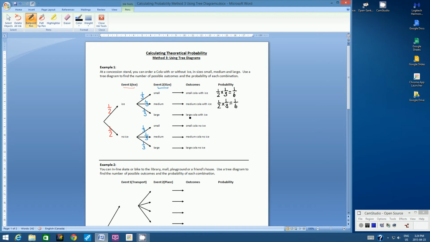Okay, let's look at the next outcome, large cola with ice. So again, we're on the ice main branch here, main stem, so that fraction is 1/2 times, and then if we go down the branch that has large, we have 1/3. So let's write in 1/3. So we've seen this multiplication statement before. 1/2 times 1/3 is 1/6. So there is a 1 in 6 chance of ordering a large cola with ice. Okay, so I'm wondering if this pattern is going to stay the same as we go to the bottom set of branches. So now for the next outcome, we have small cola, no ice.